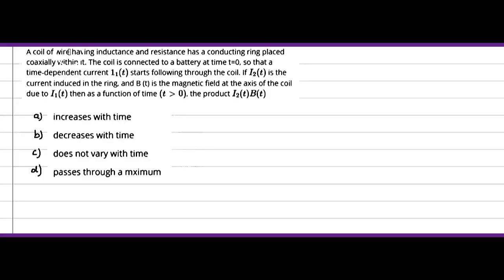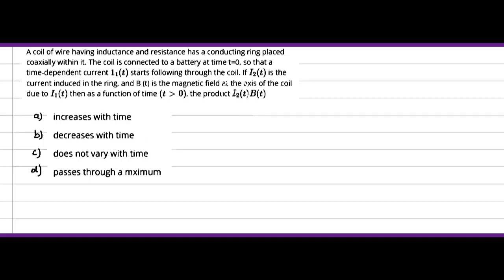Hello everyone, let us start with our question. In this question, what is given? A coil of wire having inductance and resistance has a conducting ring placed coaxially with it. Now the coil is connected to a battery at time t equals 0, so that a time dependent current I1 starts flowing through the coil. I2 is the current induced in the ring, and B(t) is the magnetic field at the axis of the coil due to I1(t).